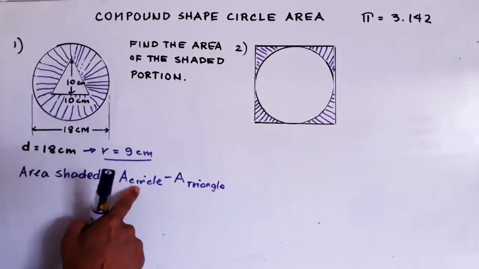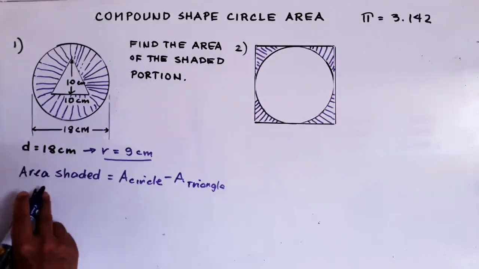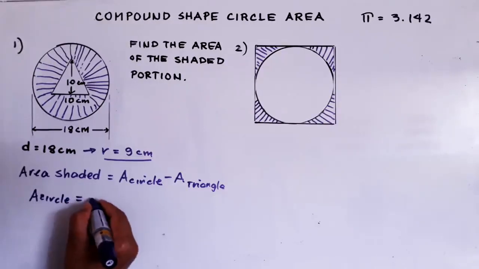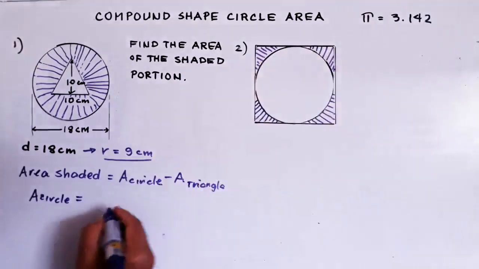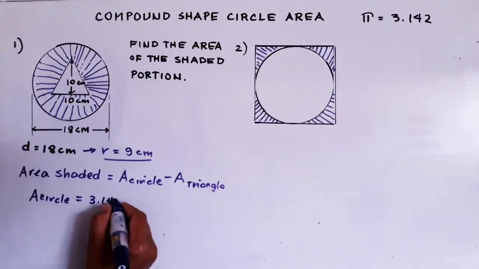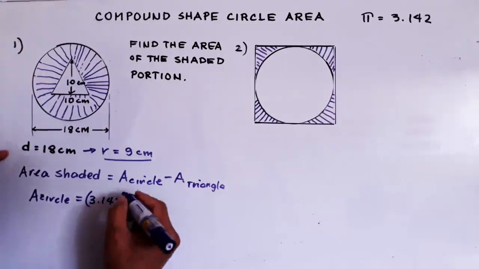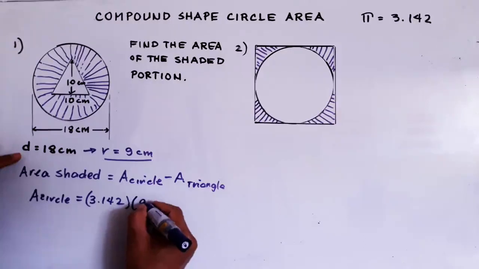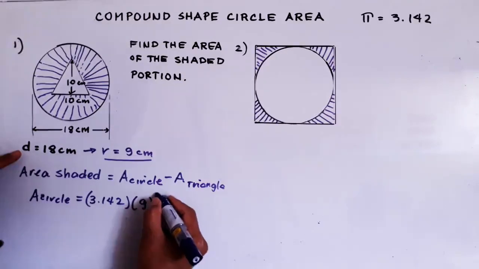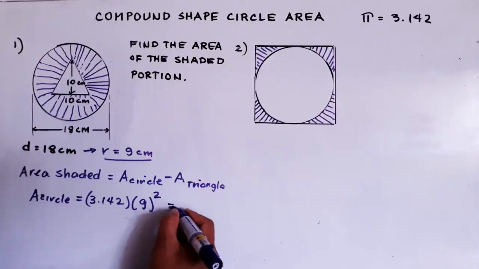Okay, let's find the area of our circle. So area of our circle here is equal to pi, which is 3.142, times the radius times the radius. So you can have 9 here times 9 again if you want, or you just square it. That is the area of our circle.